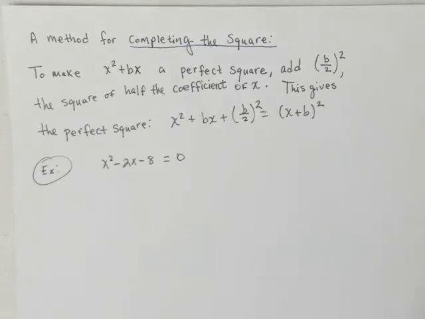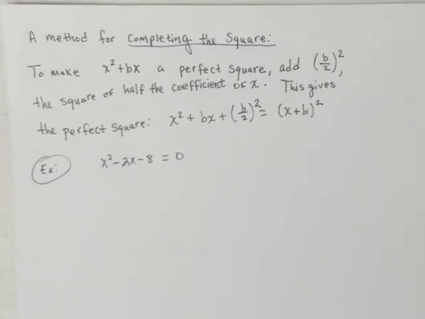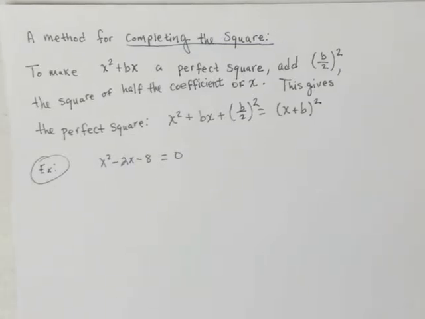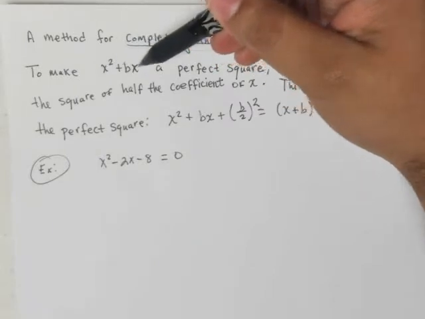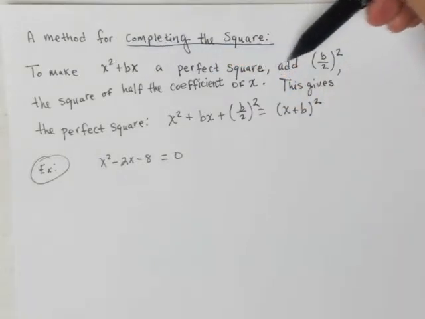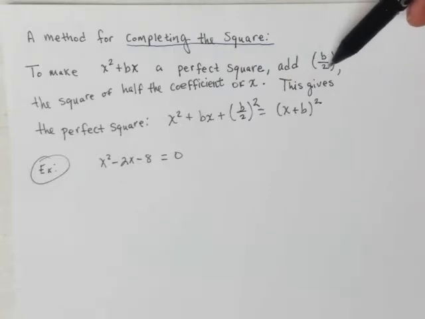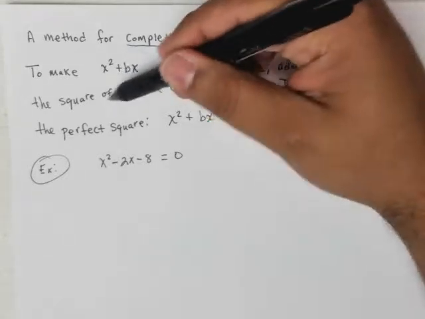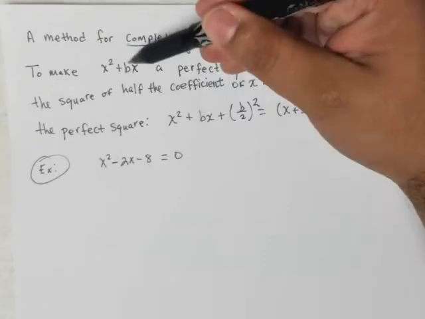So now we're going to talk about completing the square. But before we do that, let's talk about a method for completing the square. To make x squared plus bx a perfect square, what you would do is add (b over 2) squared, which is the square of half the coefficient of x.